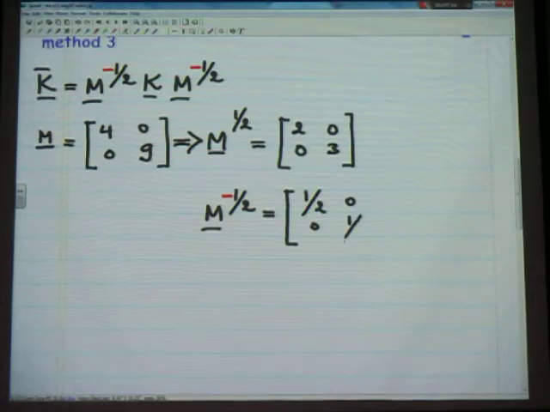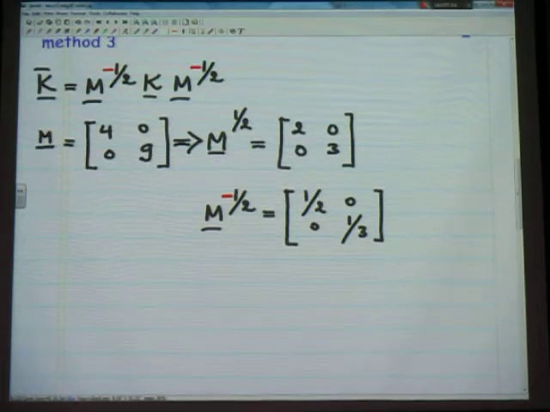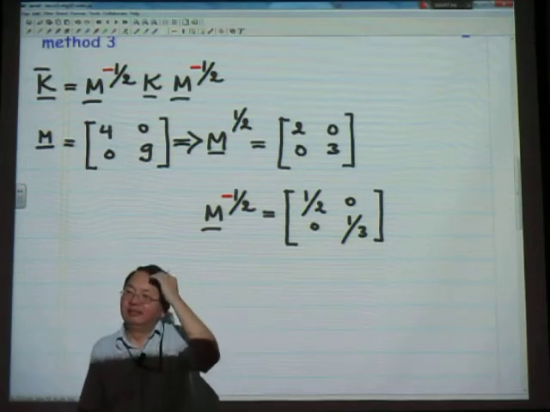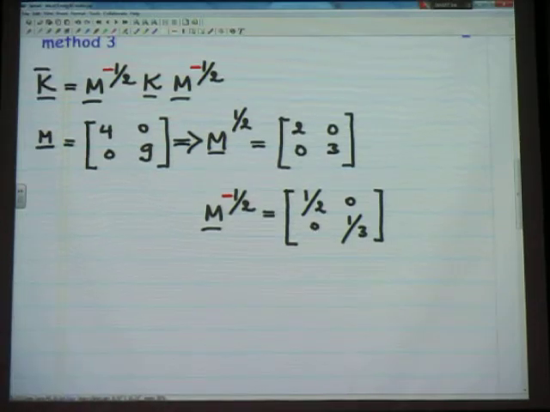Very simple. Maybe let me ask David, what's the principle behind why you know that it's 1/2 and 1/3 on the diagonal? Because that's going to be the numerator. Yeah, it's just because M is a diagonal matrix, so the inversion of a diagonal matrix is just by inverting the diagonal coefficients. Okay, very good. So let's compute K bar.